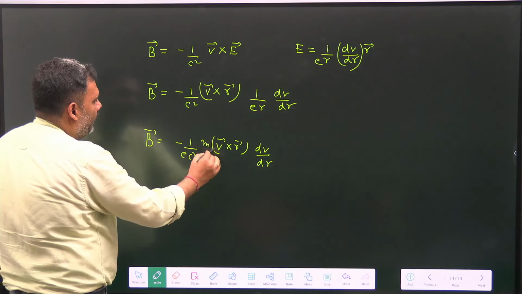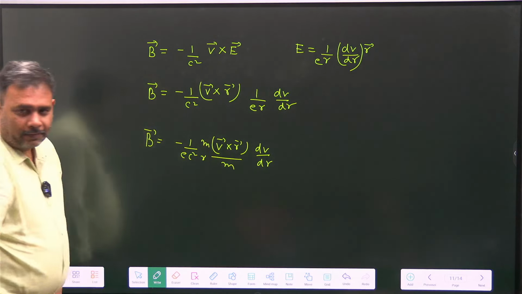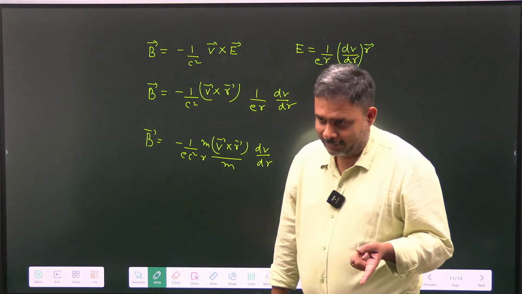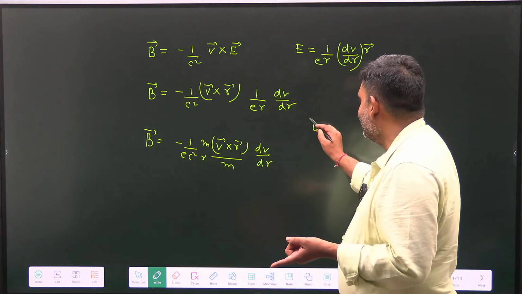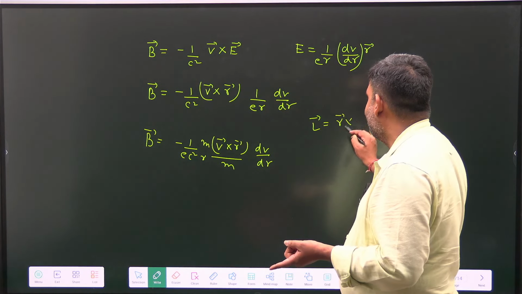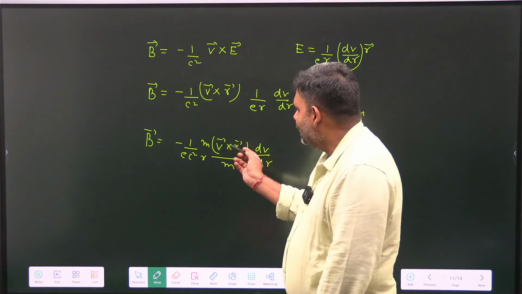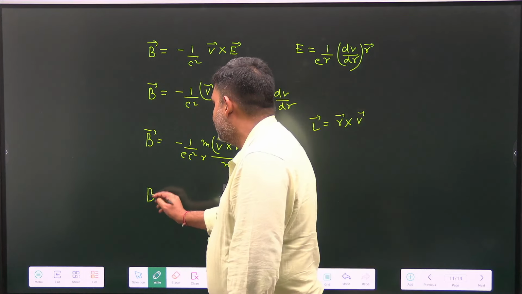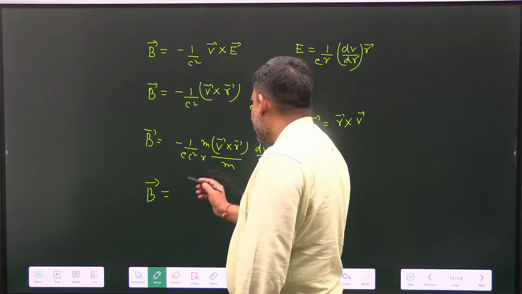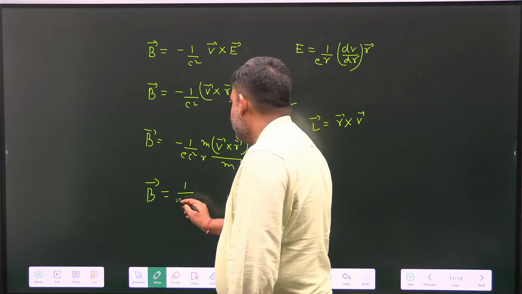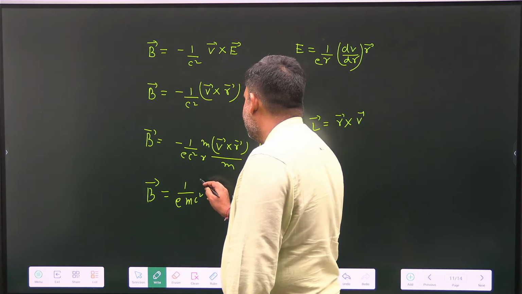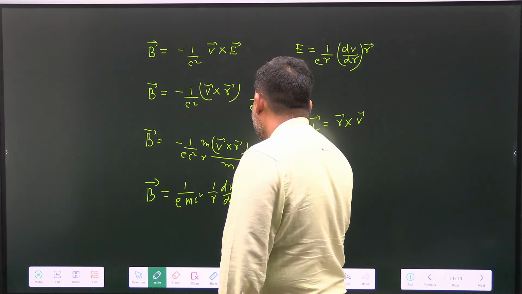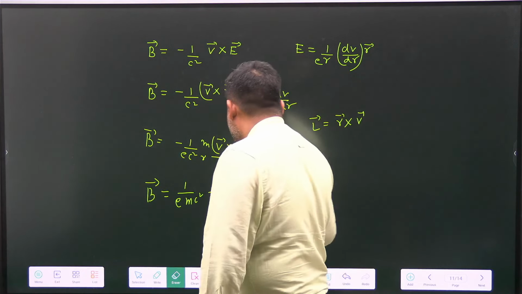I can multiply M and I can multiply M here, ठीक है। And what is angular momentum? Angular momentum is nothing but R cross V. What is angular momentum? Your angular momentum is nothing but R cross V. So this sign, I can write it R cross V, and this minus sign will be positive. So what I have magnetic field as 1 upon E m c square and 1 upon R dV upon dr into angular momentum.